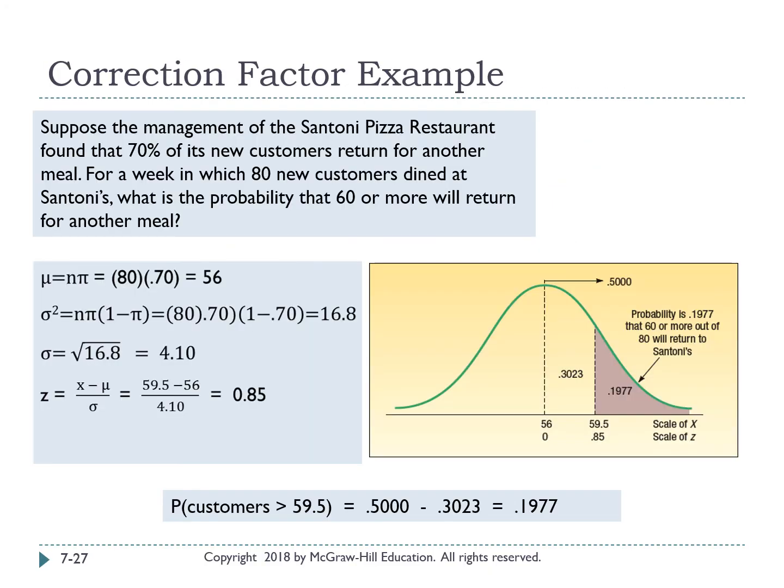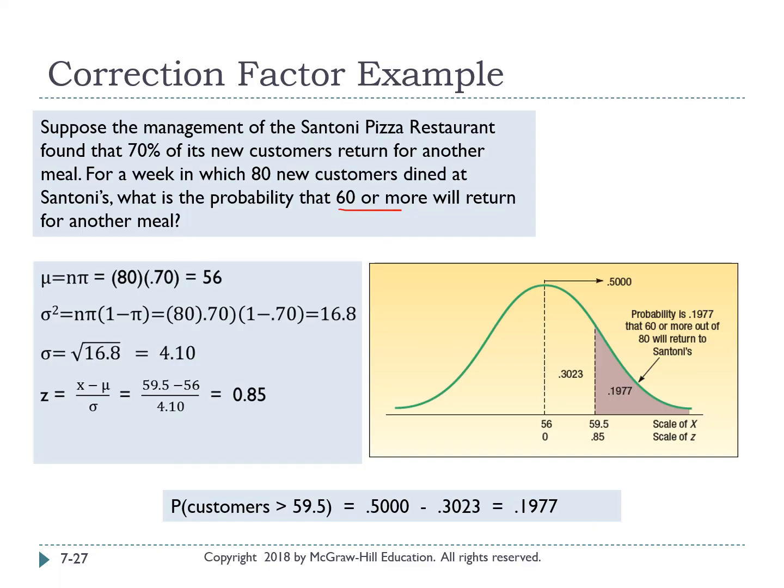So let's look at the examples of correction factor. Suppose the management of the Centenary Pizza restaurant found that 70% of its new customers returned for another meal. For a week in which 80 new customers dined at the Centenary's, what is the probability that 60 or more customers will return for another meal? Okay, so if you read this question, you should be able to identify that we are talking about a binomial distribution question. So let's list all this information.